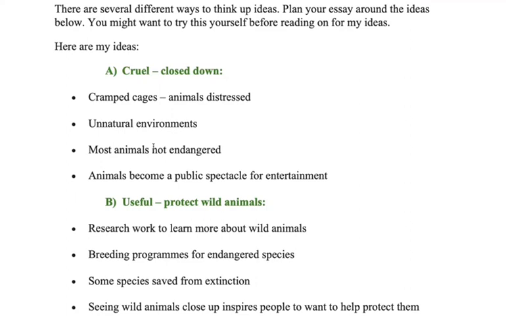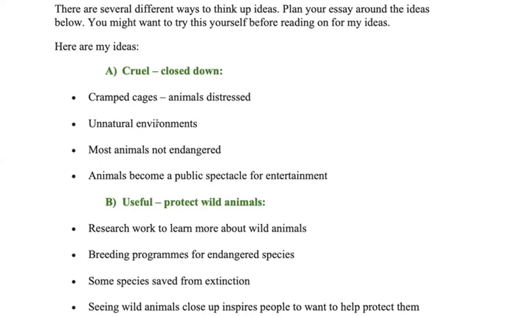Cages, so here we are talking about crammed cages. Animals distressed, so we are talking about distress when it is a state of extreme suffering or pain, okay, for animals. And natural environments, so cages are not natural environments, okay. Most animals not endangered. Why are you keeping them in cages as long as they are not endangered, okay.